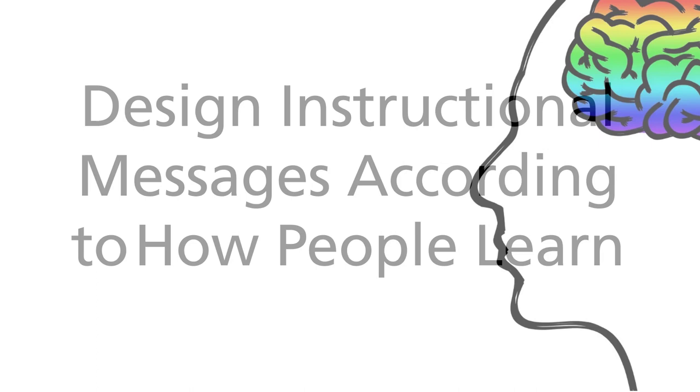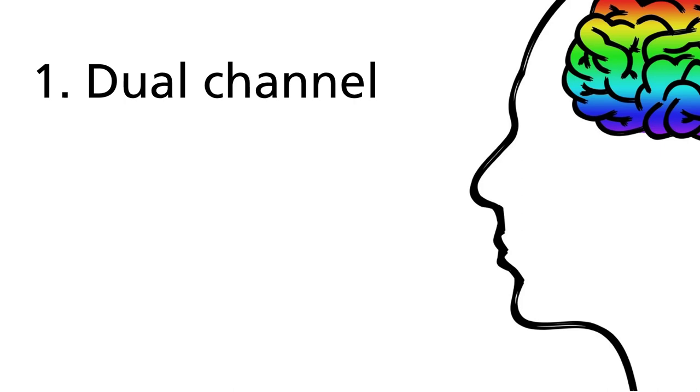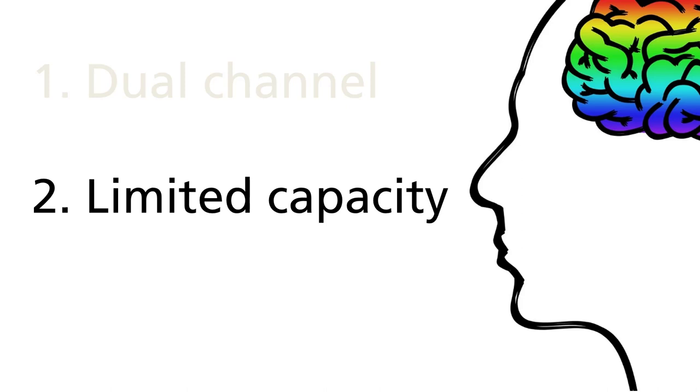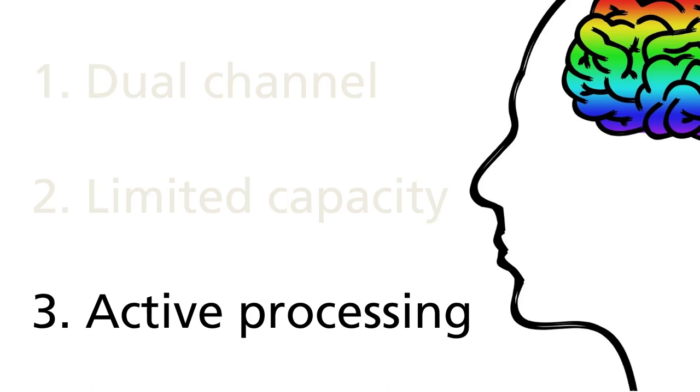To help you understand what we know about how people learn best, scientific models associated with three assumptions about the brain will now be presented. These assumptions include dual channel: humans possess separate information processing channels for verbal and visual material. Limited capacity: there is only a limited amount of processing capacity available in the verbal and visual channels. And active processing: learning requires substantial cognitive processing in the verbal and visual channels.